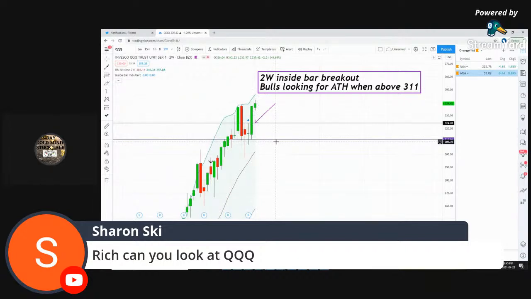Right now for the Qs, the only thing that matters is right here. So 312 is all that matters because this bar is a big bullish bar filled with many algorithms.